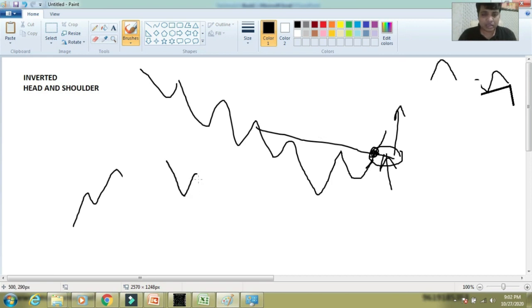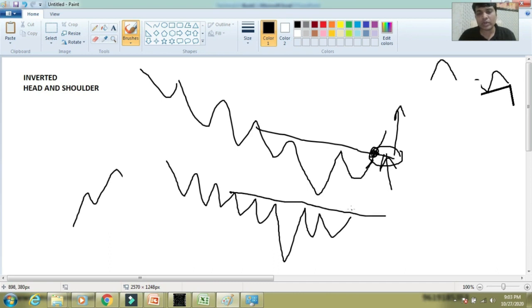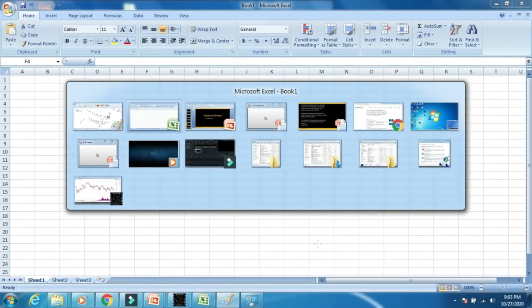The complex inverted head and shoulder pattern can have more than 2 or 3 shoulders. It is not necessary that the length of the shoulders will be exactly the same. There can be some variation, but make sure the shoulders are not larger than the head. Otherwise, that pattern is not a head and shoulder or inverted head and shoulder pattern. So this was regarding theory. Let us see a few examples on the chart.